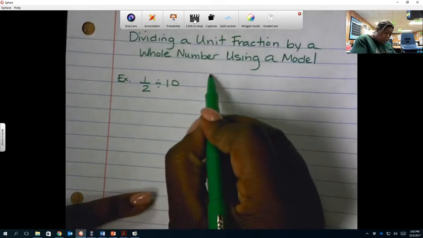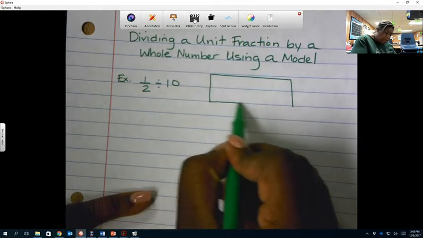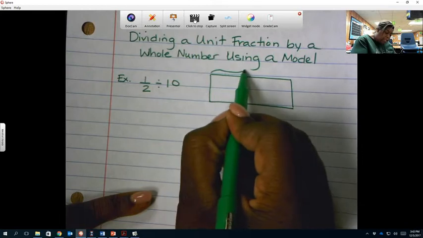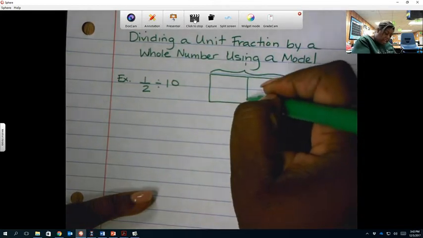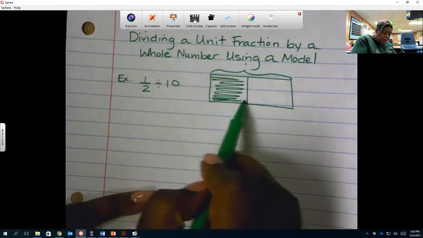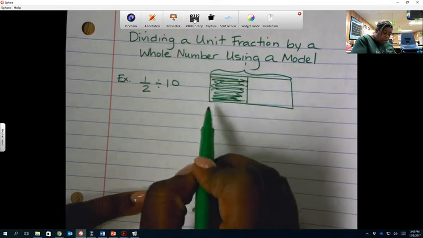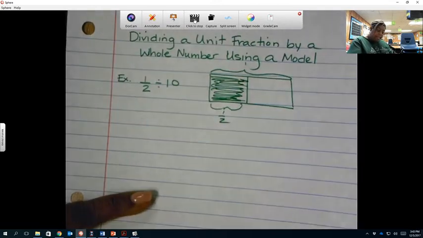So I'm going to draw my tape, and I'm going to label it 1. Then I'm going to divide it in half and shade in half of the model. This is what I'm starting with, 1/2. Now, it says to divide it amongst 10 people.